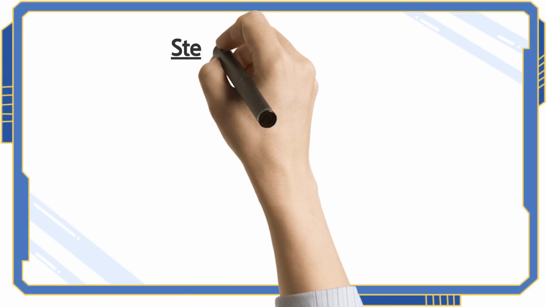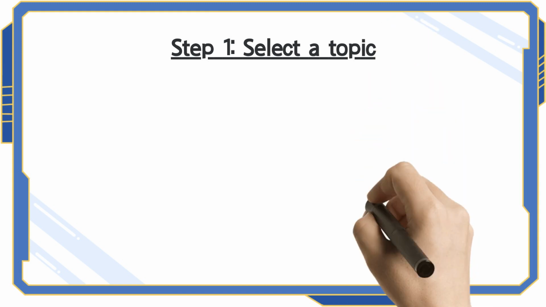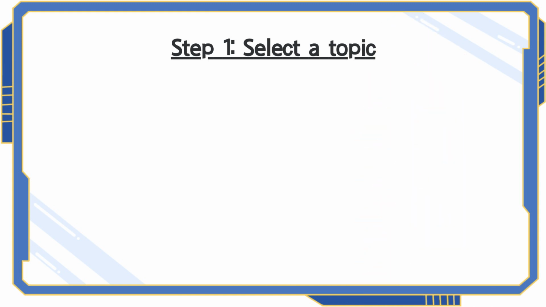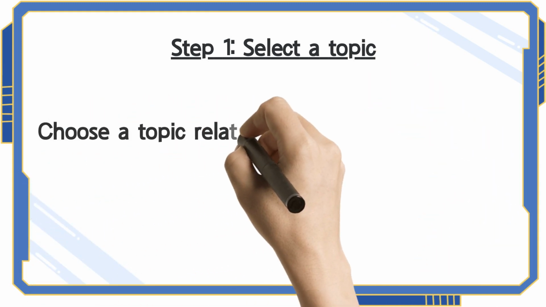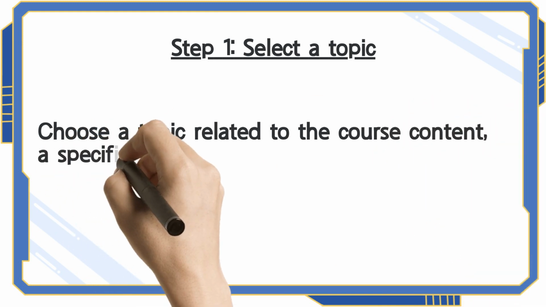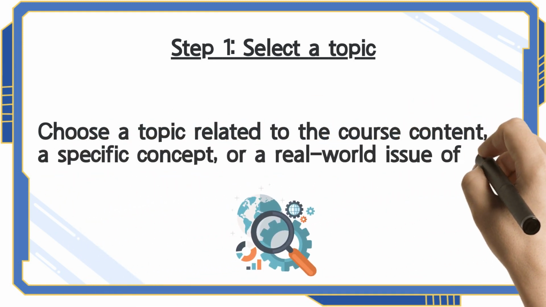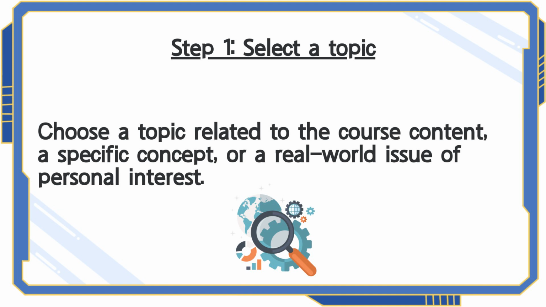Step 1. Select a topic. Once you have explained the purpose and format of this assessment, students should choose a topic related to the content of the course, a specific concept, or a real-world issue that interests them. This will depend on the requirements of the course and the preferences of the faculty.